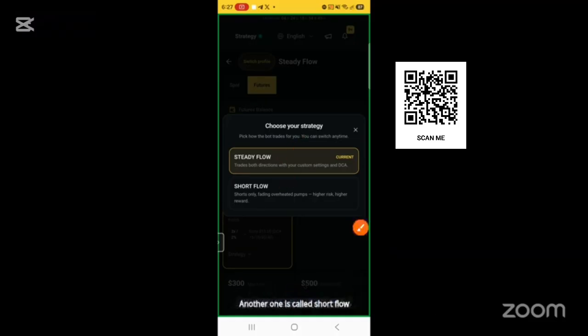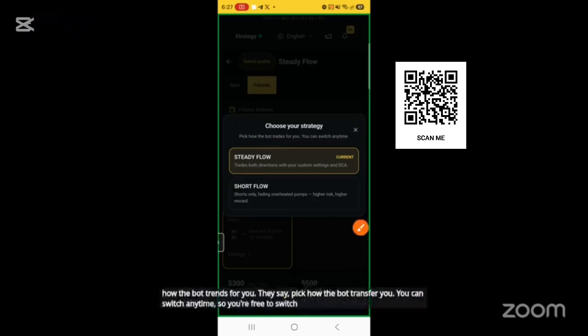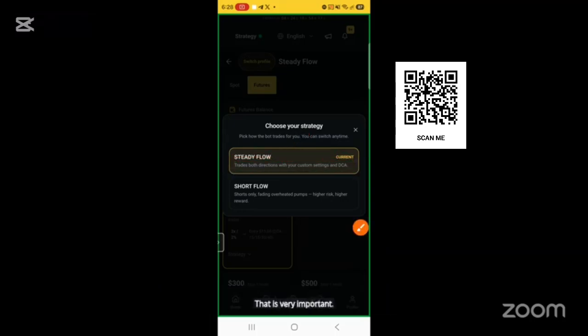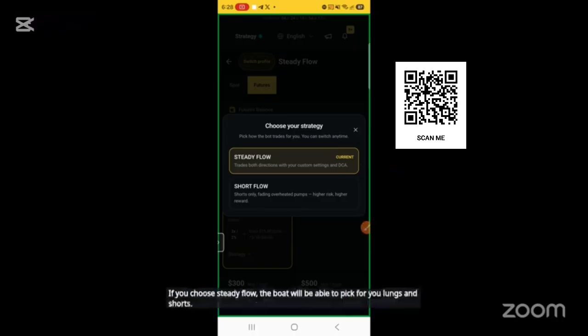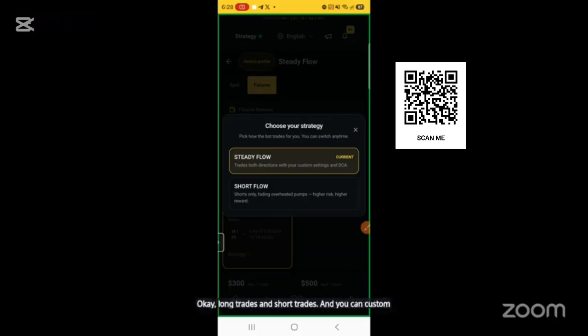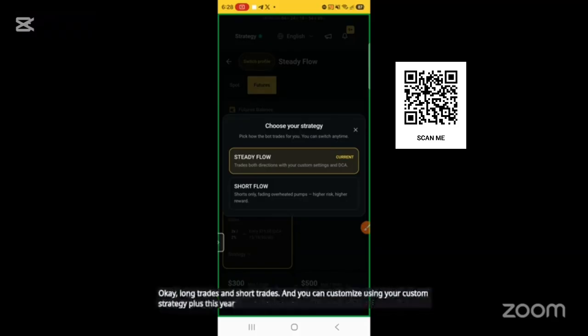They are saying, choose your strategy. Pick how the bot trades for you. You can switch anytime, so you're free to switch between these strategies at any time. You can either choose steady flow. It trades both directions with your custom settings and DCA. That is very important. If you choose steady flow, the bot will be able to pick longs and shorts for you, long trades and short trades. And you can customize using your custom strategy plus DCA. You can turn it on or off.